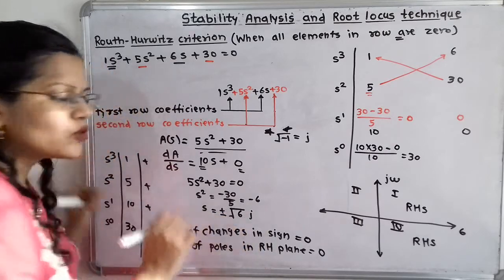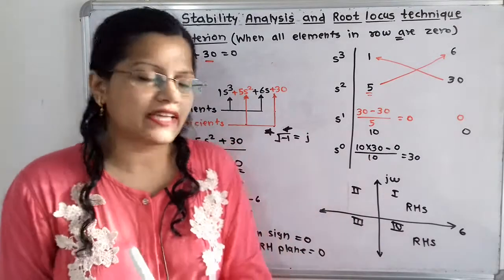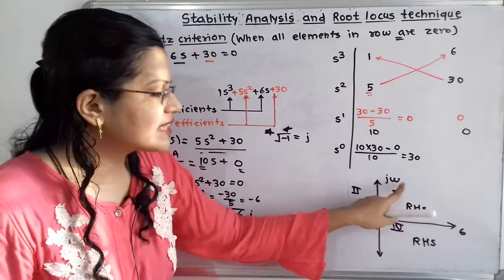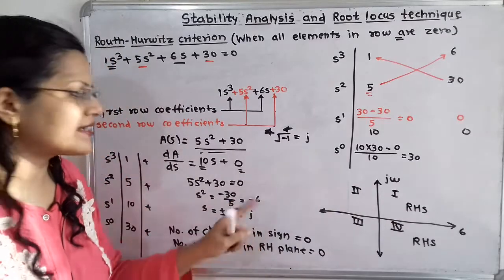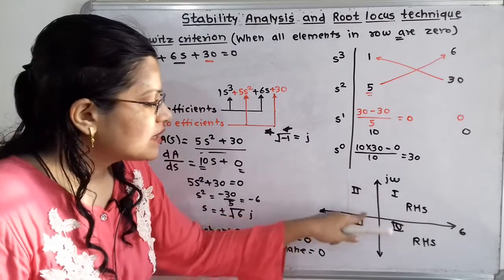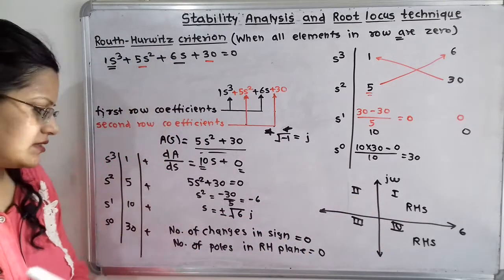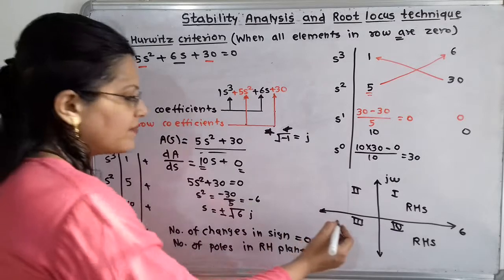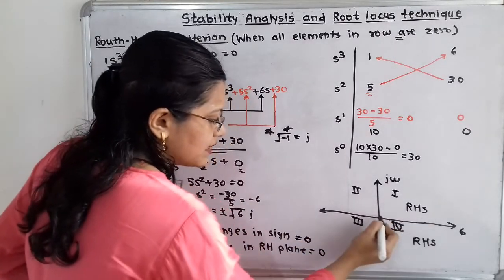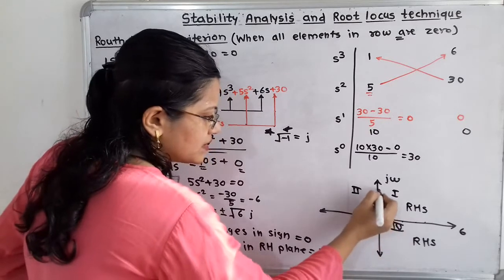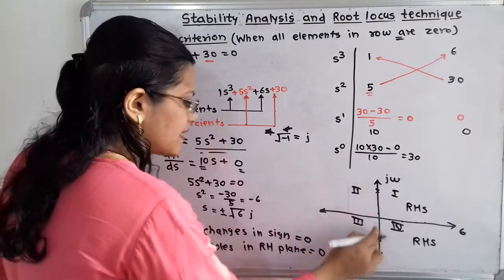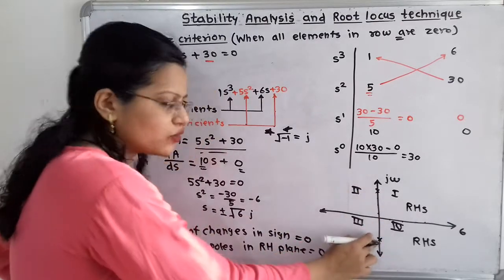These are the two roots that lie on the imaginary axis, because on this vertical line the value is j omega. Whenever there is j, that is under root of minus 1, then we have to show the roots on this imaginary axis. If we observe here, this is 1, 2, 3, 4, 5, 6, and here is 1j, 2j, 3j. So we show plus root 6 j and minus root 6 j.